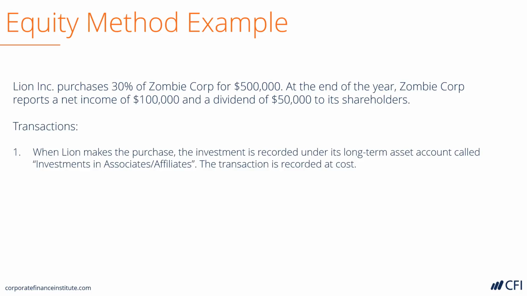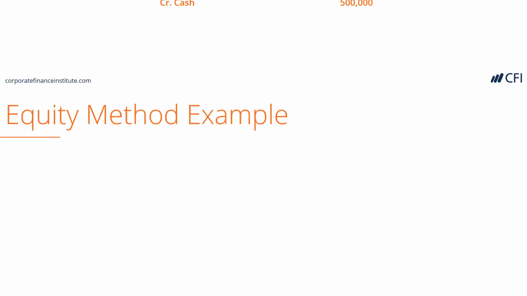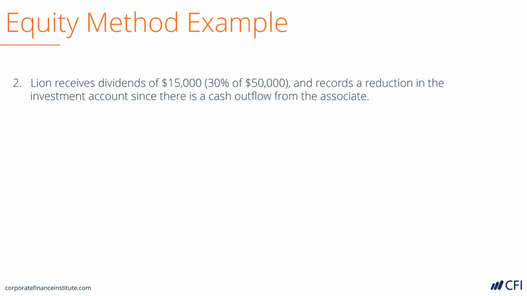When Lion initially makes the purchase, it's going to record a long-term or non-current asset called investments in associates. So it would debit $500,000 to investments in associates and credit cash for $500,000 to pay for it. Let's look at the next transaction. Lion receives its dividend of $15,000, which is its proportionate share, and records that transaction. So it debits cash $15,000 and credits the investment in associates $15,000.